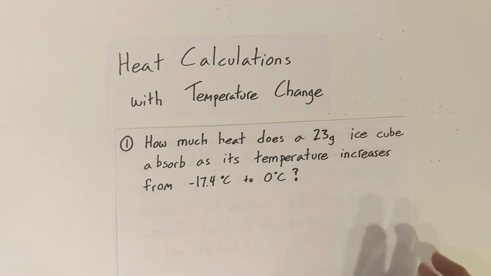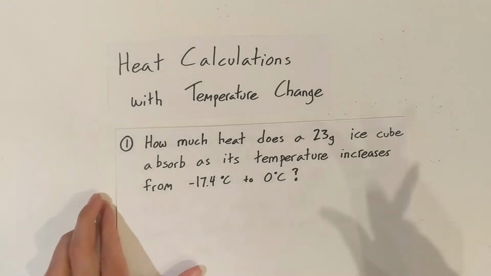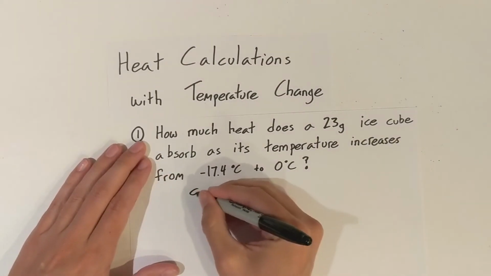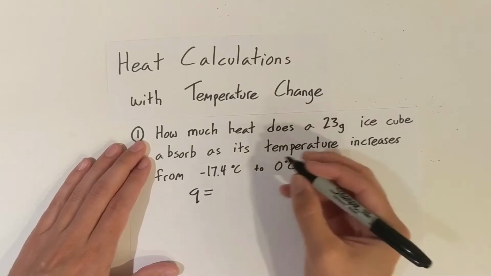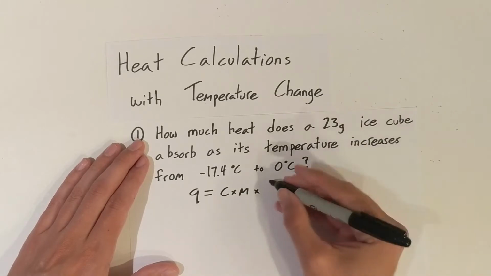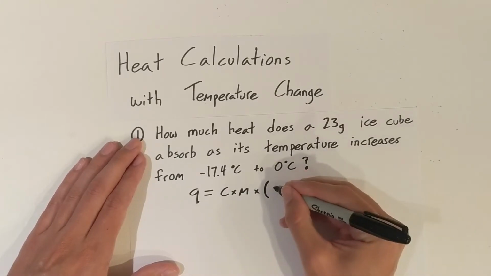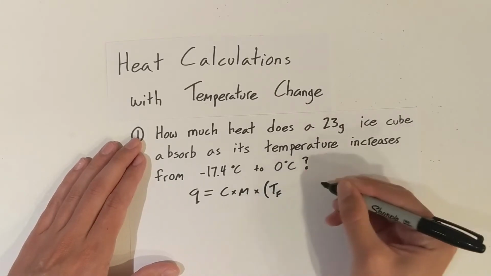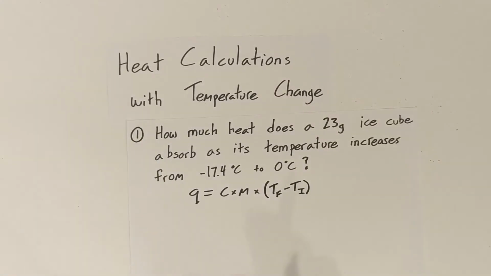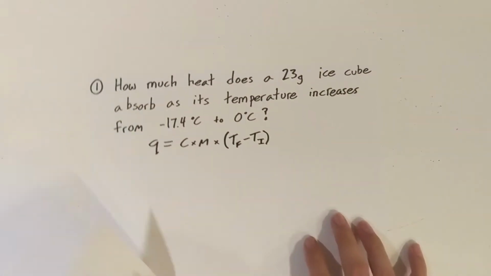All right, so I'm going to be writing our equation down first for this question so I don't forget it. We got Q equals C times M times, and I could put delta T here, but I'm going to put T final minus T initial. I'm already going to put that in there. And we'll read through here, and then we'll read through it again and underline important things.